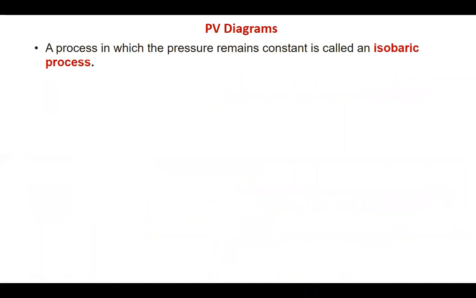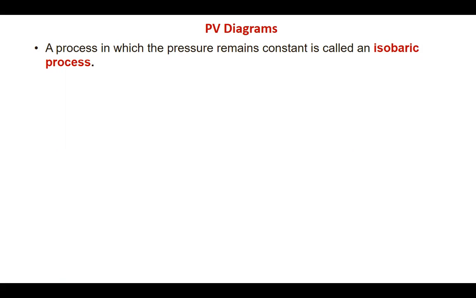So let's look at the PV diagrams. So we all know that when you're drawing a PV diagram and it has a constant pressure, it means that process is simply an isobaric process. If you have a constant volume, it's isovolumetric. And if you have constant temperature, it's an isothermal process. Yeah. So that's what it means.